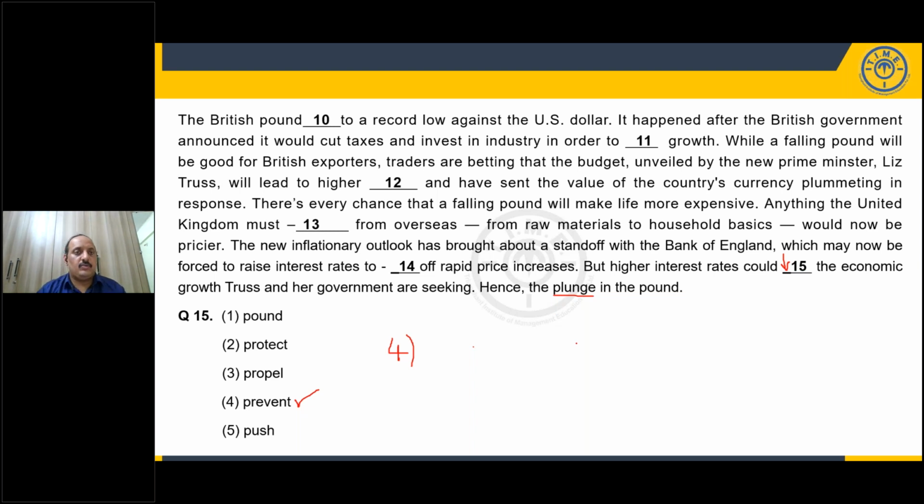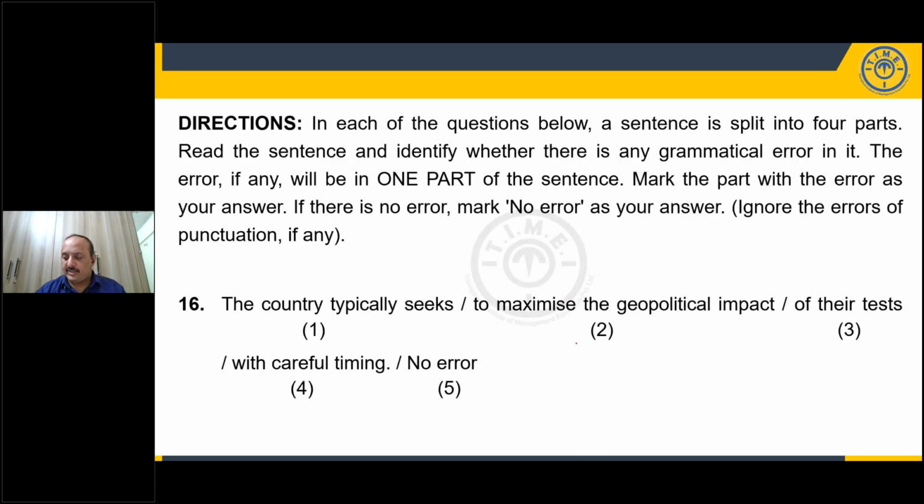All right, guys, now let's move on. Now we have the grammar questions. Questions number 16 to 19 are basically on error spotting. In each of the questions below, a sentence is split into 4 parts. So read it, and identify whether there's any grammatical error. The error will be in one part of the sentence. There's only one error in one part. Mark the part with the error as your answer. If there is no error, mark no error. So option 5 is no error. If there's no error, I'll mark that as the answer, and ignore errors of punctuation. So commas, full stops, semicolons, those we can avoid.